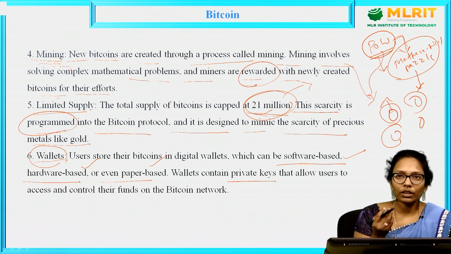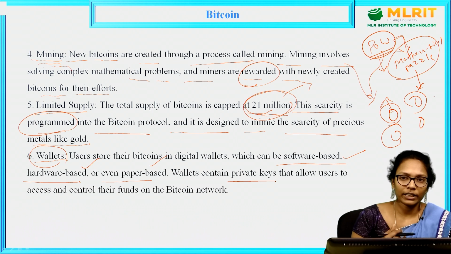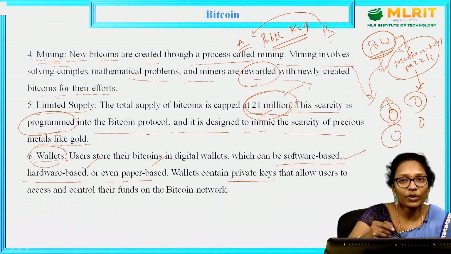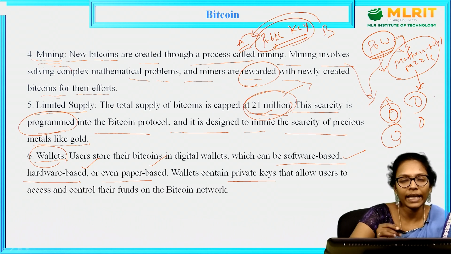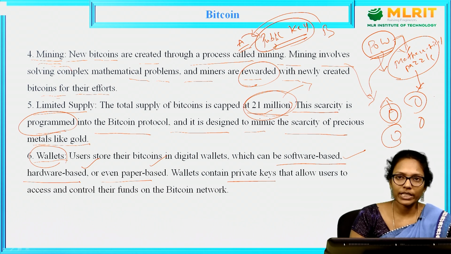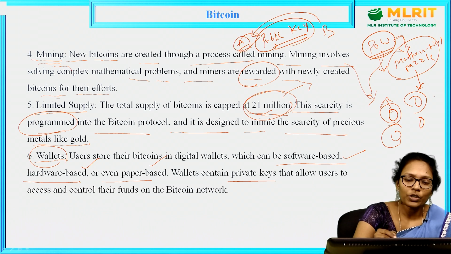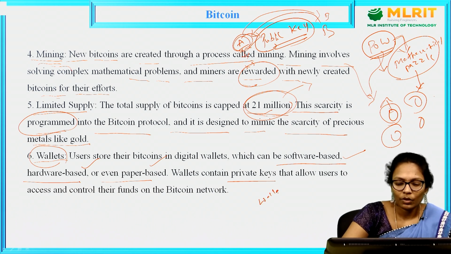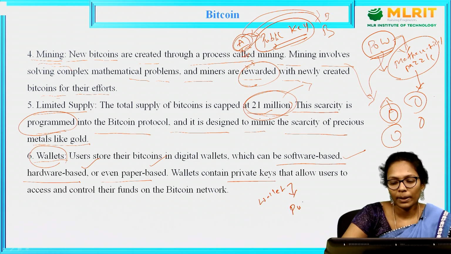If I want to receive an amount of digital currency from another person, then I need to share my public key with that person. Then person B transfers the amount to person A, using the public key of A, in terms of digital currency. Now if A wants to transfer the amount to B, then A should use his private key to transfer the amount. So each and every wallet will maintain two keys: one is the public key and the other is the private key.